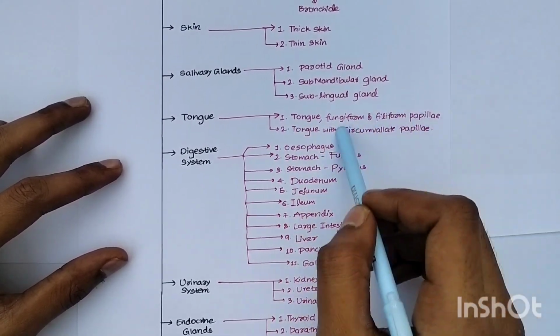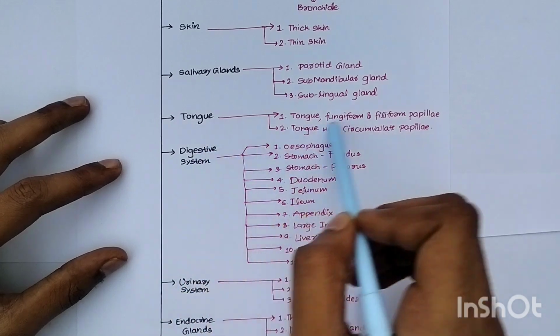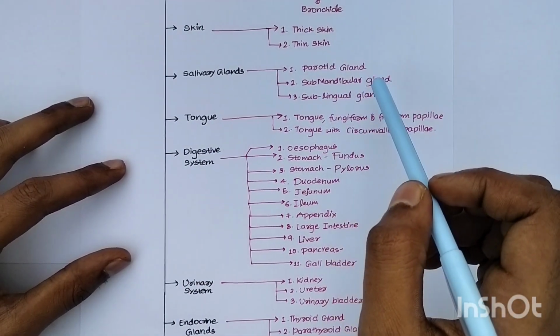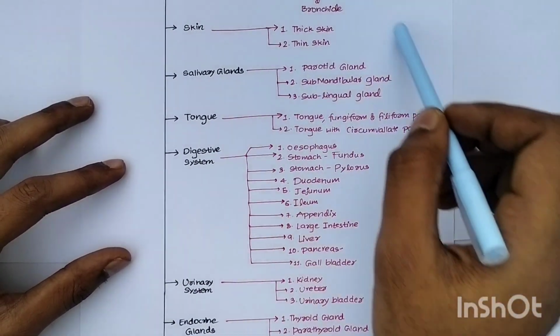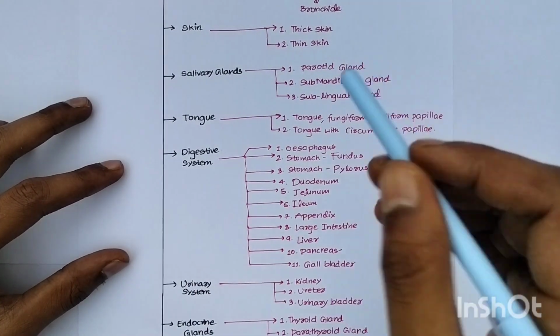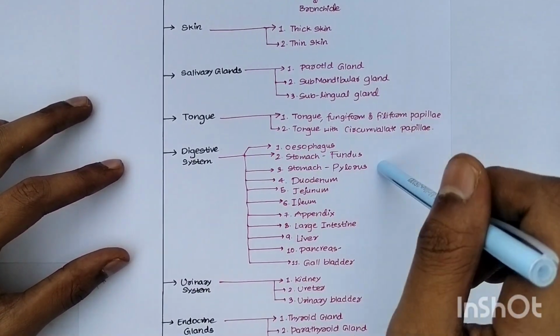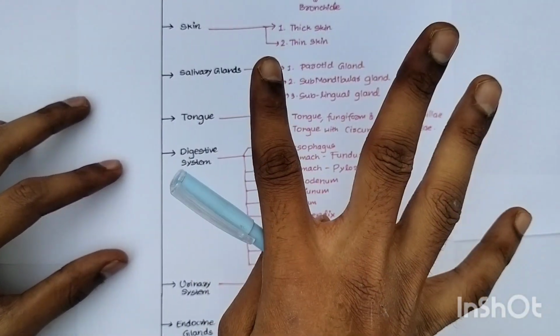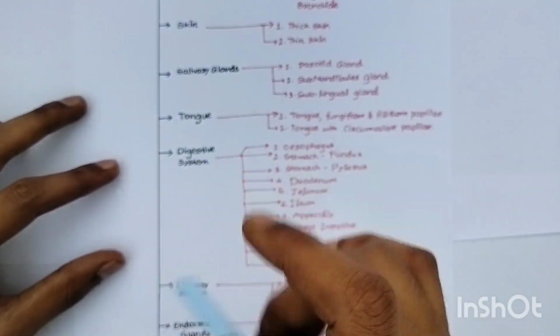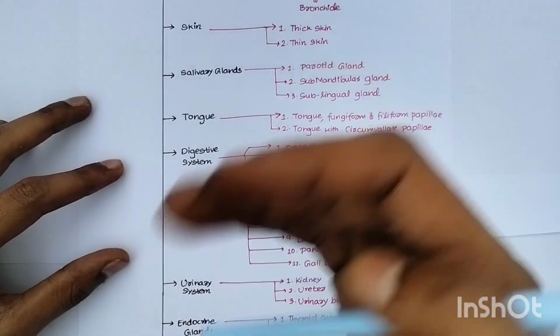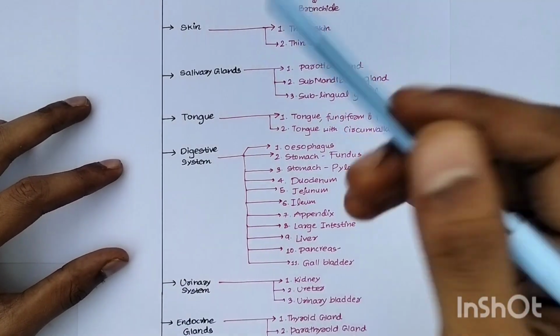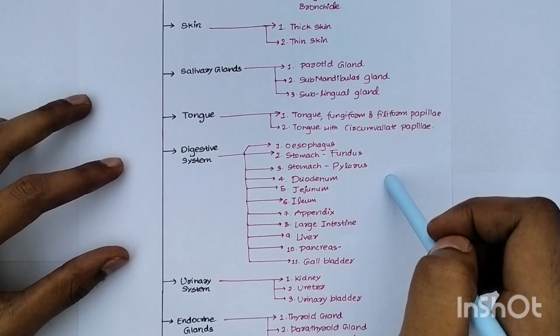Tongue with circumvallate papillae, you will get to know. You will also be having records, where you have to draw these histological diagrams by your own hands with hematoxylin and eosin pencils. If you know these concepts, it will be easy to draw them. I will show those drawings also in the histology subunit.